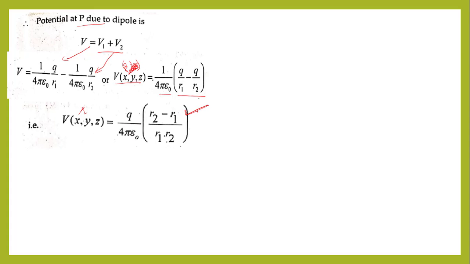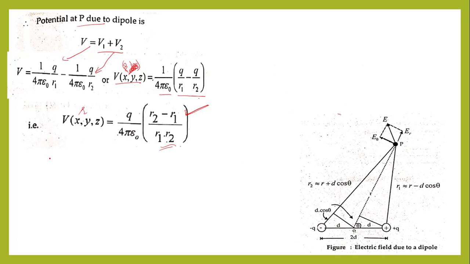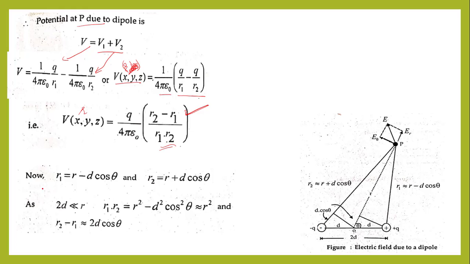geometry. And r1 and r2 are approximately the same, so we can use that r1 into r2 is equal to r square. The reason for this is that r1 and r2 are approximately equal to r, because the dipole we are considering, 2d, is much smaller than that r, so that approximation can be considered. So that approximation, let me write. So this is the diagram again.